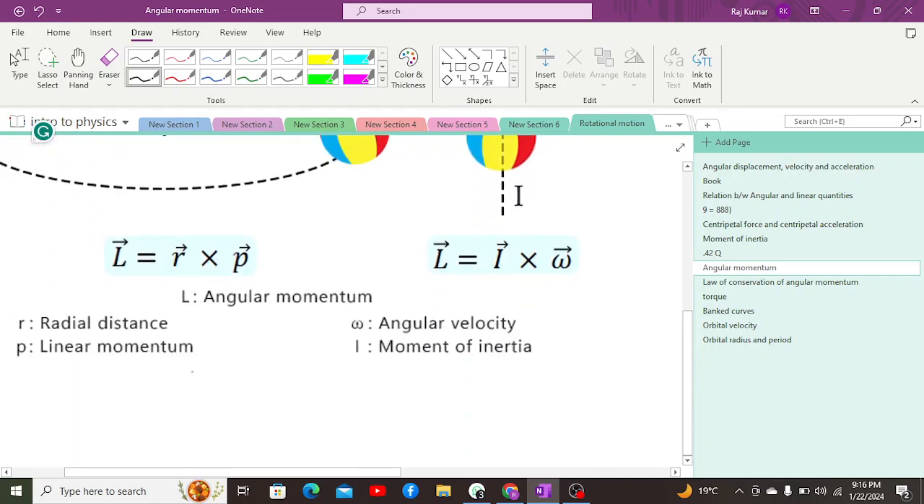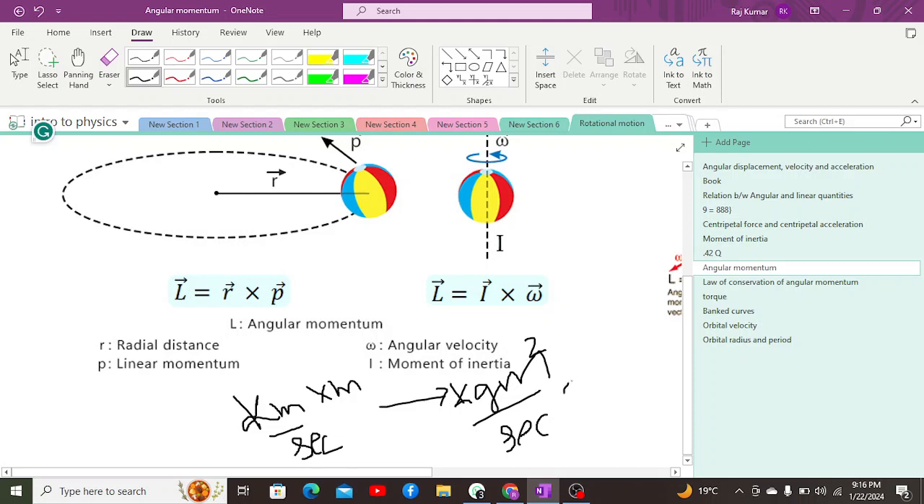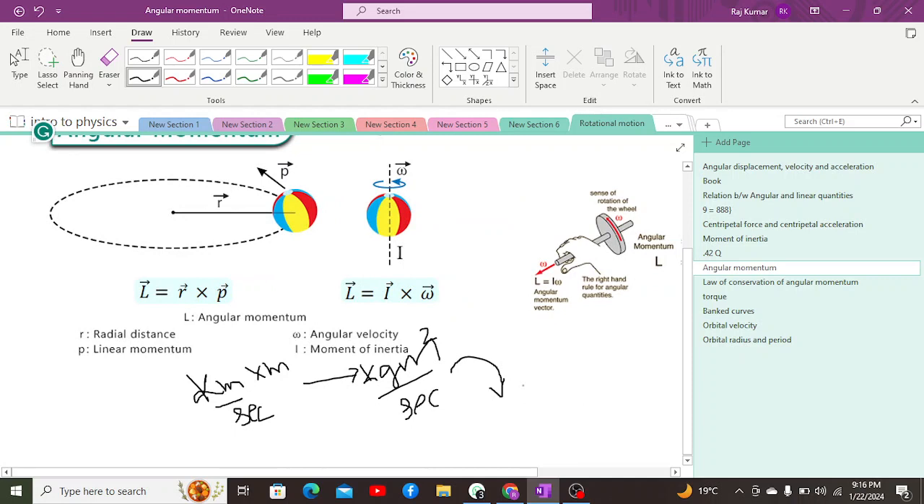As it is a cross product of position vector and linear momentum, its unit is kilogram meter per second into meter, because r is in meters. It equals kilogram meter square per second, which is the SI unit of angular momentum. The dimension of angular momentum is the same as Planck's constant. Planck's constant also has the unit kilogram meter square per second, but the SI unit of Planck's constant is joule second. Joule second is also a unit of angular momentum, but the SI unit of angular momentum is kilogram meter square per second.